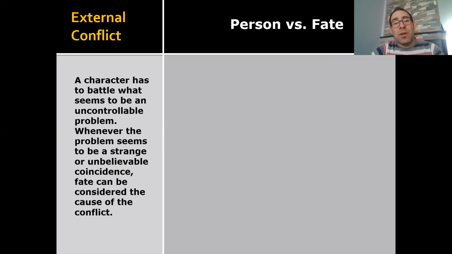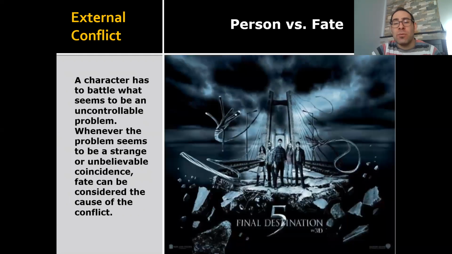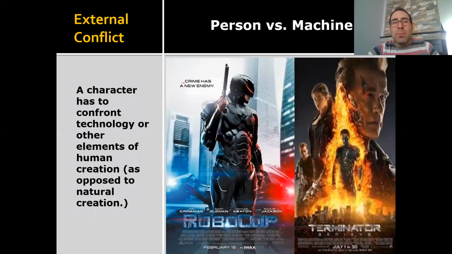Person versus fate is when you try to control or avoid the inevitable. So films like Final Destination, a film about a bunch of teenagers who get premonitions that they're going to die. What ends up happening is that they try to avoid this death, but no matter what, it catches up to them. And they all die in messed up ways. Person versus machine is anything that is created by man that goes against man. So like RoboCop, something very technological, or the Terminator. These are just some examples.